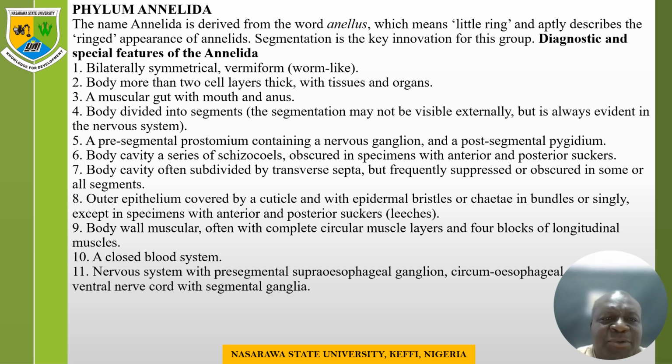And then the body has more than two cell layers with tissues and organs. You know, in lower invertebrates, most organisms are single-cell organisms. But in these coelomates, many of them are metazoans. That means they have more than two cell layers. They are thick with tissues and organs. When we're in the lower invertebrates, we're not talking of tissues, we're not talking of organs, but here we're talking of tissues and organs.